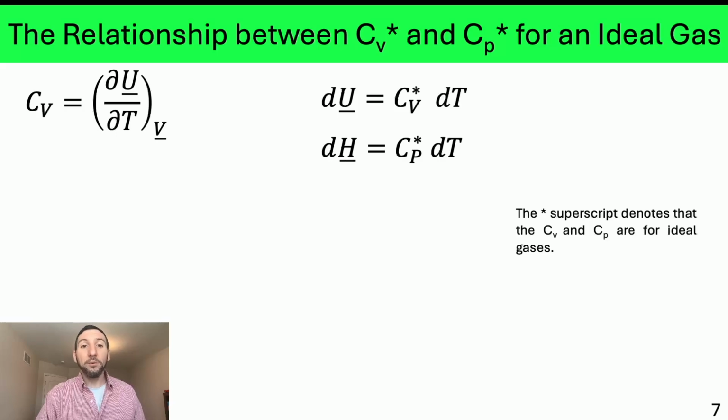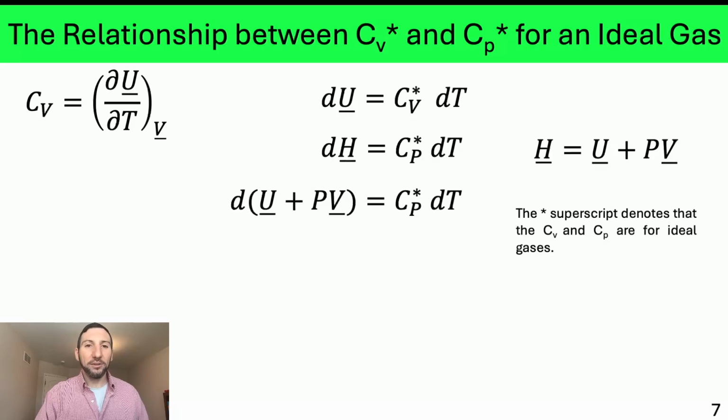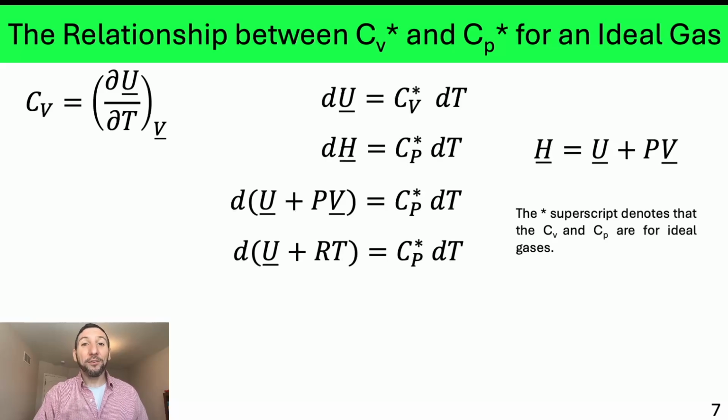Now, for enthalpy, we know that it's equal to U bar plus PV bar. And so what we'll do is substitute in that U bar plus PV bar for our enthalpy in the constant pressure heat capacity equation. And from here, as we did earlier, we see that we have a PV bar term. We can use the ideal gas law and substitute in RT on the left side. Now that we have that, we can differentiate our two terms on the left side, and that's going to be dU bar plus R dT equals Cp star dT.